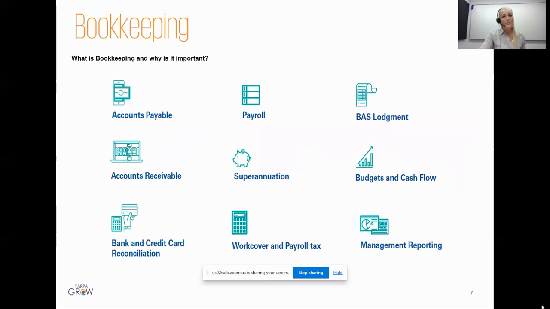The information can assist in making smart, informed business decisions. So what is bookkeeping and why is it important? Basically, bookkeeping is the recording, analysing and interpreting of financial transactions and records of your business. It includes your accounts payable, accounts receivable, bank recs, payroll, super, as well as your reporting. When you are looking at the financial performance of an entity, you are often relying on information that has been produced by your bookkeeper or internal accounts team.